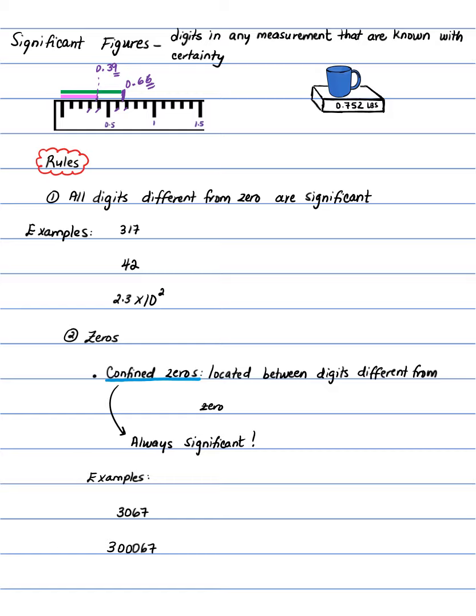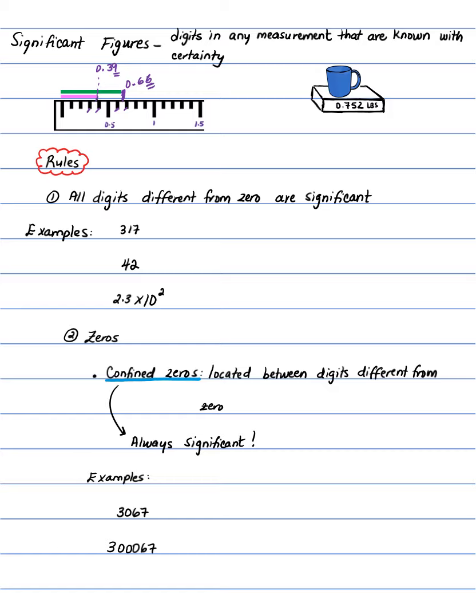So to determine which digits are significant and which ones are not, we have rules. The first rule is the easiest one to remember. Any digit in a number that is different from 0 is always significant. So looking at my examples, I have 0.39, 0.66, 0.752.